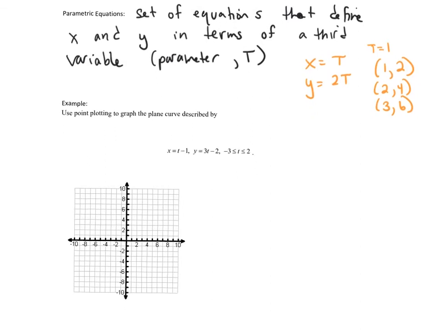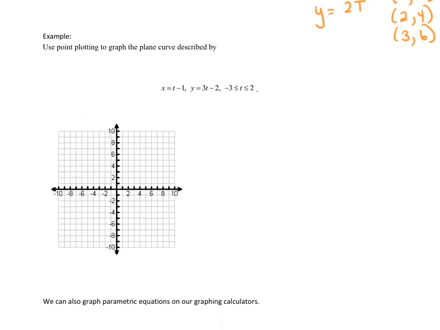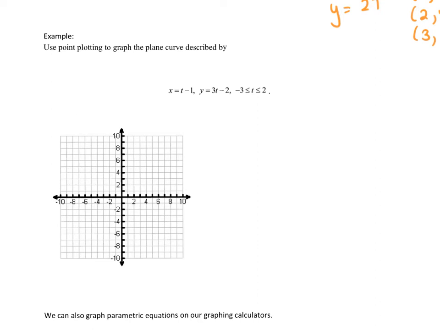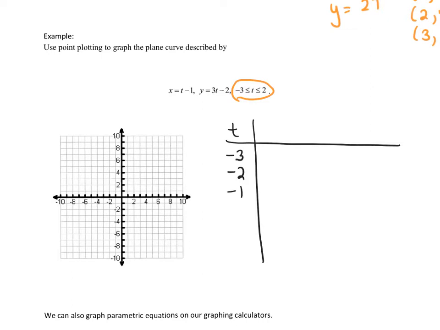So let's go ahead and use the plot pointing graph on the plane curve described by this set of parametric equations below. So we have two parametric equations, x equals t minus 1, y equals 3t minus 2, and here you can see a definition on t. We only want to use t values that are between negative 3 and 2. So the easiest way to do this is just set up a table. So my t values are going to be everywhere from negative 3 to 2, and there are values in between. You could use a 0.5 for a parameter, but I'll just use the integer values.